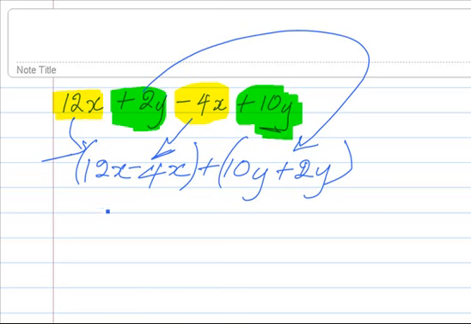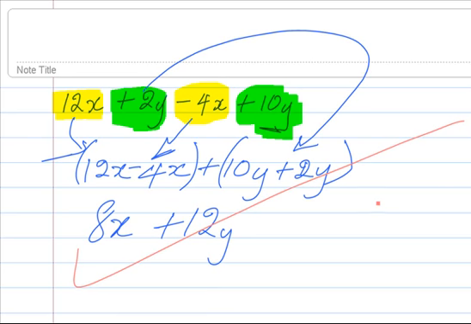You're going to take away the 4x from the 12x, and that leaves you with what? What does it leave you with? Okay, all right, 8x. And you have 10y here, and it's plus 2y, so you're going to end up with 12y, and that will be your answer right there. That's all there is to it. That ends our first session.